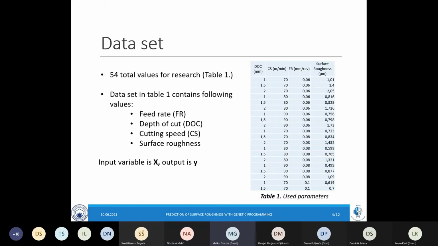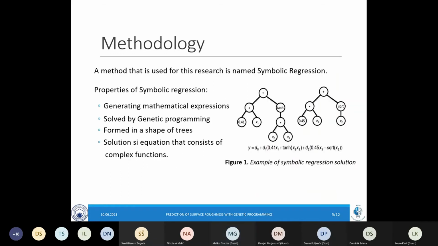The given dataset is split into training and testing values. Those parameters are randomly selected in an 80-20 ratio, which means 80% of the dataset is used as training parameters and 20% of the values in the dataset are used as testing parameters for regression. Methodology is presented on the current slide. On figure 1, it is visible what symbolic regression means, how it looks. Symbolic regression generates a mathematical expression and is formed in the shape of a tree, like we can see on figure 1.